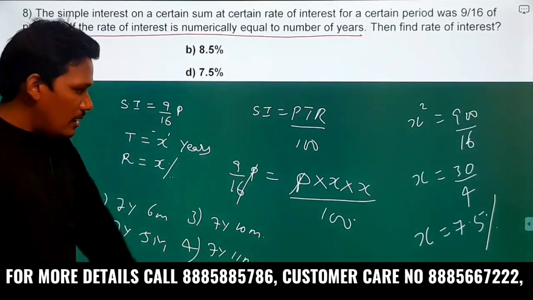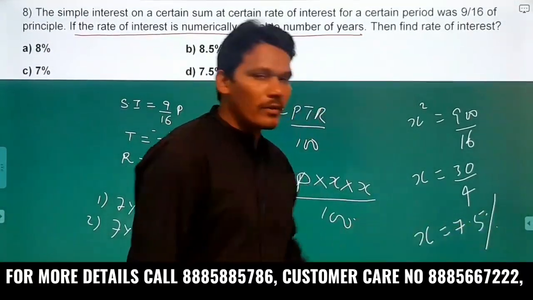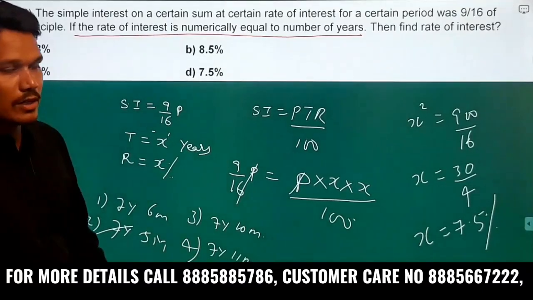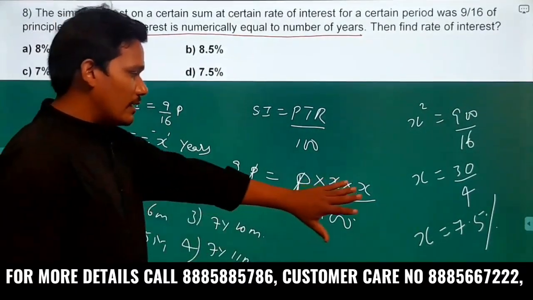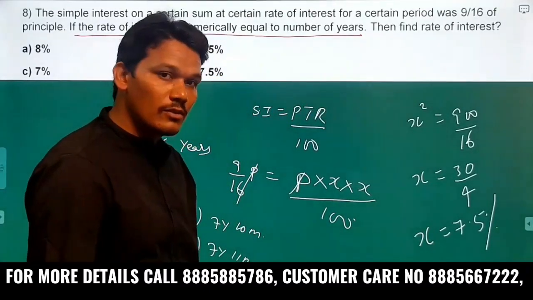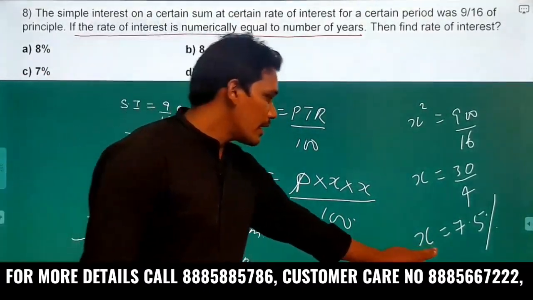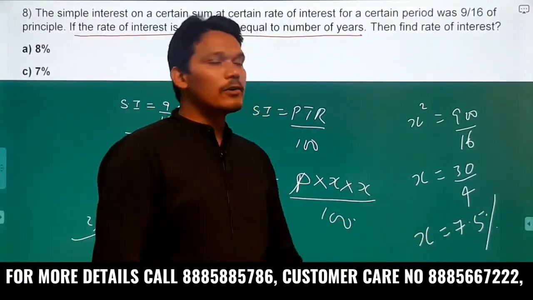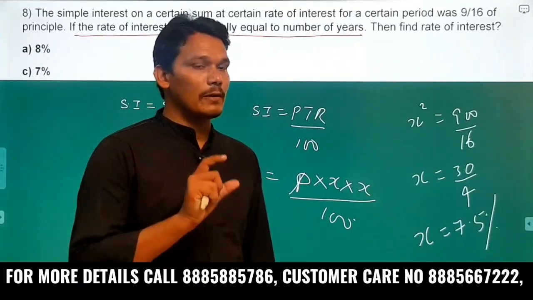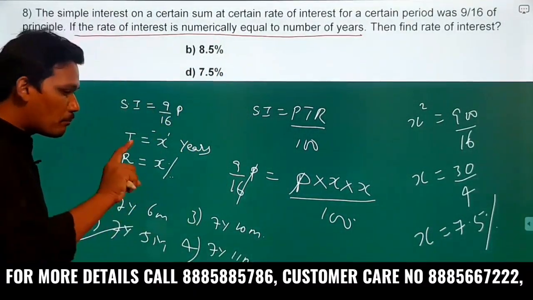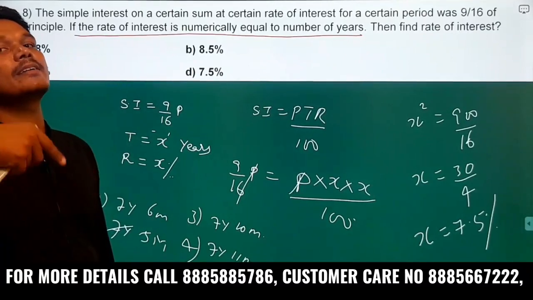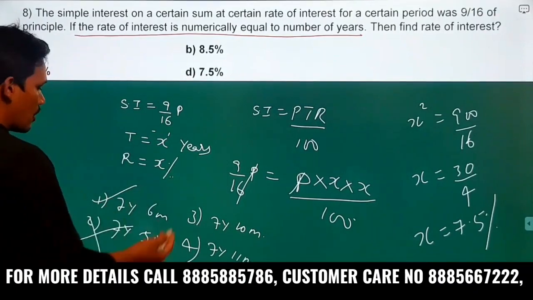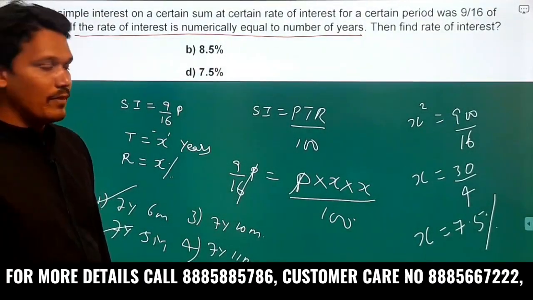Here we got x value equal to 7.5, so we should not take it as 7 years 5 months. This is absolutely wrong. We got x value equal to 7.5 percentage, that is the rate of interest, and the same x value equals 7.5 years. Be careful, 7.5 years. 0.5 years means 6 months. So your answer will become 7 years 6 months.